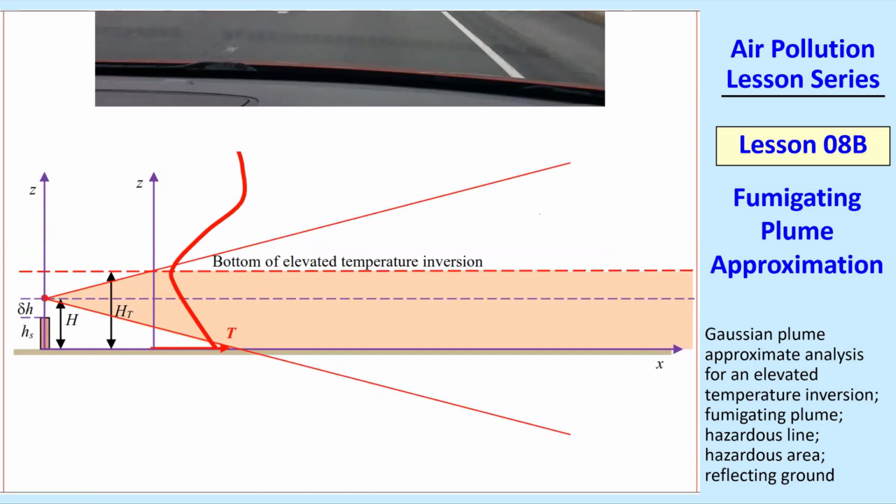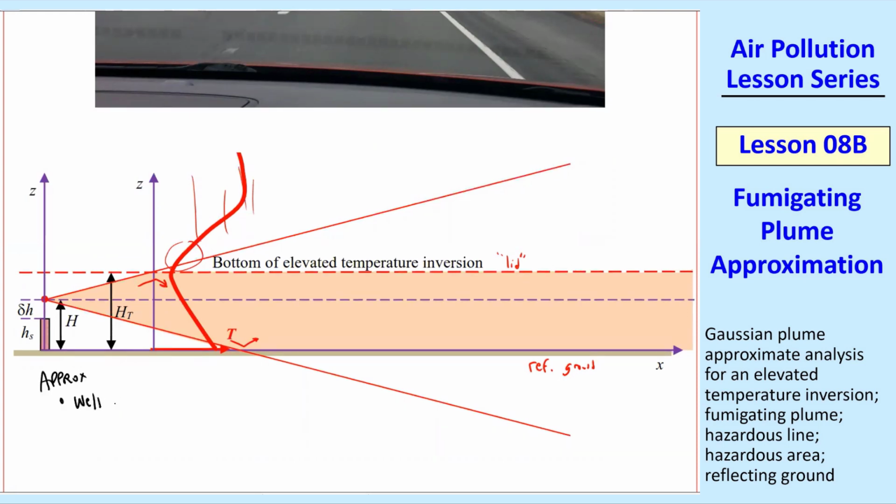So here's the setup, same as before. We have an elevated temperature inversion. Again, we don't really care what's going on up here. We have this elevated temperature inversion here that becomes a lid that traps all the air pollutants. So we have reflections going on. It reflects here at the elevated temperature inversion and it reflects from the ground. We have a reflecting ground. And so all the air pollution is trapped between the elevated temperature inversion and the ground. So our approximation, the most key one, is that it's well mixed vertically.